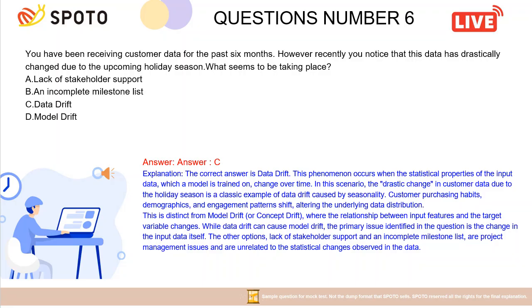This is distinct from model drift, or concept drift, where the relationship between input features and the target variable changes. While data drift can cause model drift, the primary issue identified in the question is the change in the input data itself. The other options, lack of stakeholder support and an incomplete milestone list, are project management issues and are unrelated to the statistical changes observed in the data.